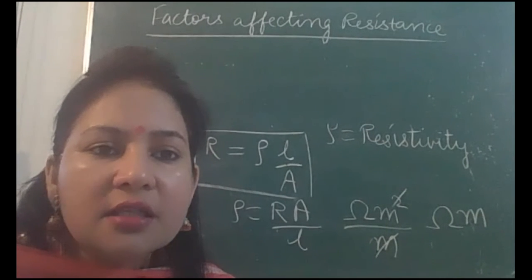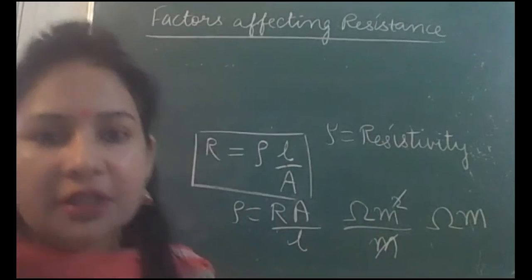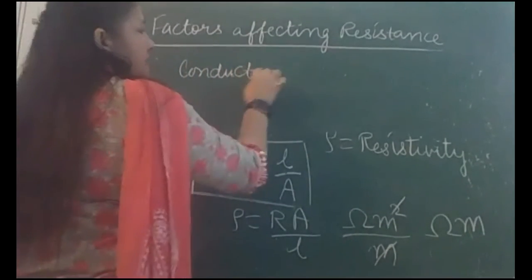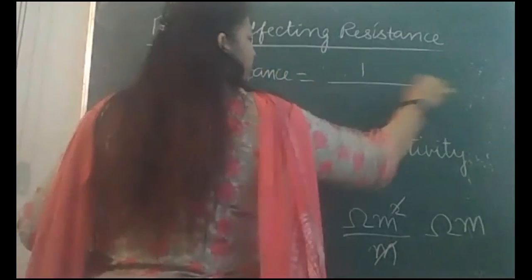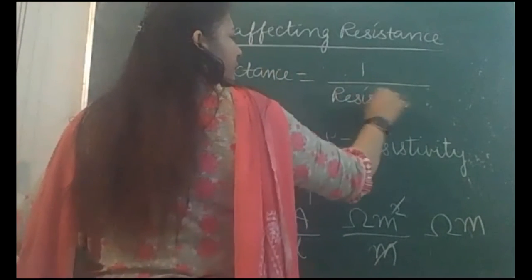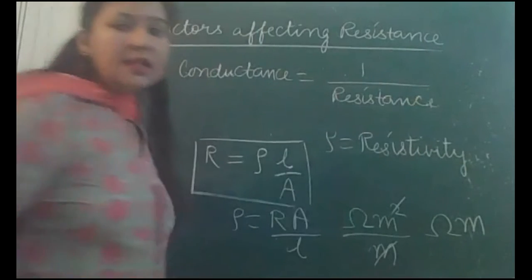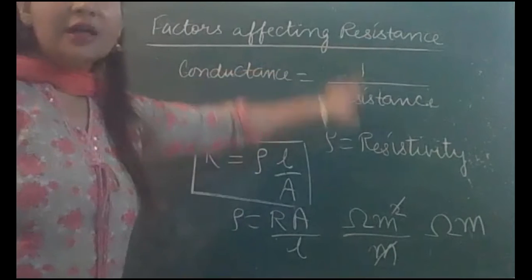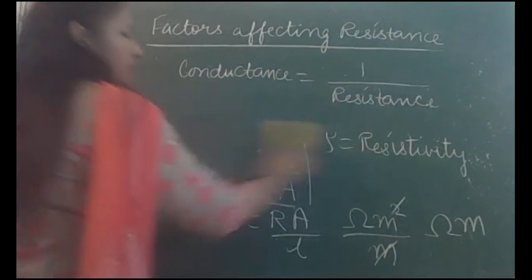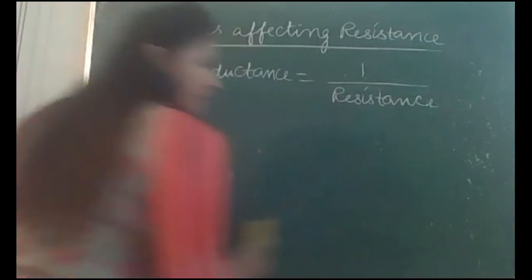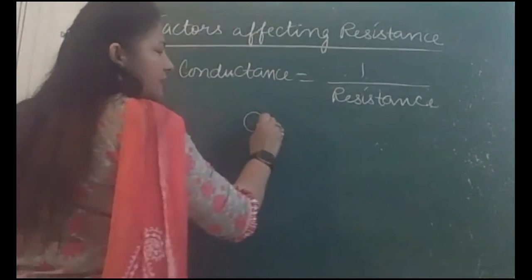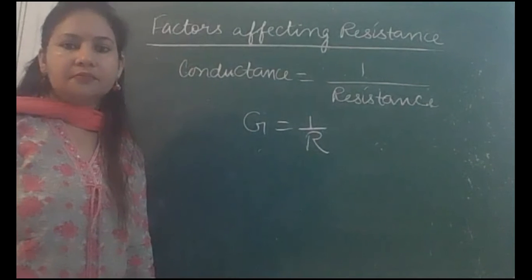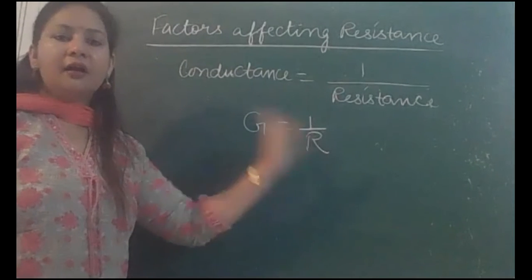Anybody knows what is conductance? So let us do what is conductance and what is conductivity. Conductance is defined as the reciprocal of resistance. So its formula becomes 1 over resistance. Its symbol is G. So G is 1 by R. This is our formula of conductance.